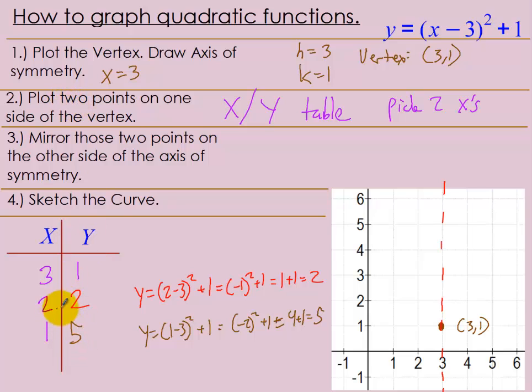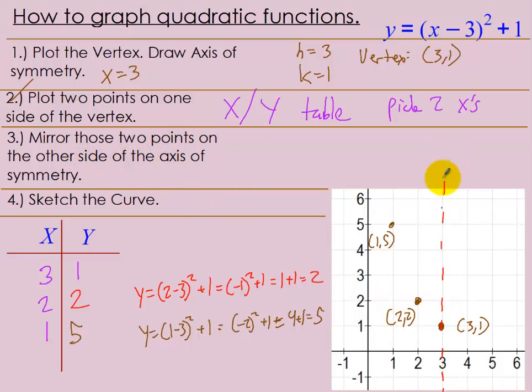Now that I got those 2 points, 2, 2, and 1, 5, I'm going to plot them. So 2, 2 happens right here. I'm going to label that 2, 2. And 1, 5 happens right here. So I'm going to label that 1, 5. That's step 2. Now step 3 says mirror those 2 points on the other side of the axis of symmetry.